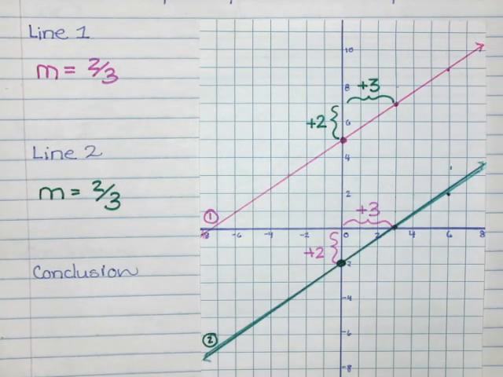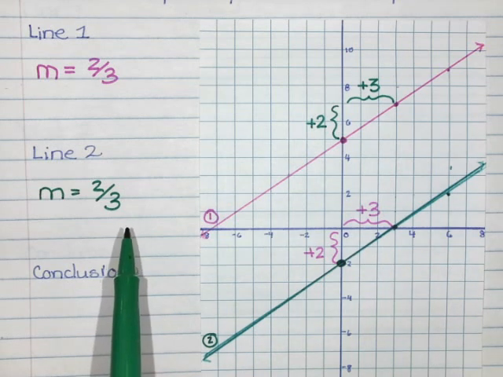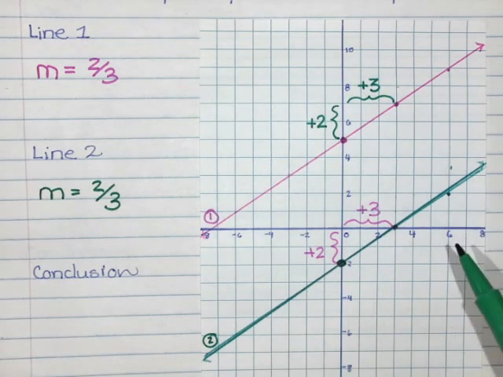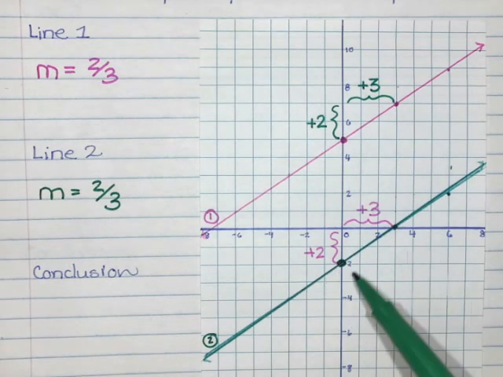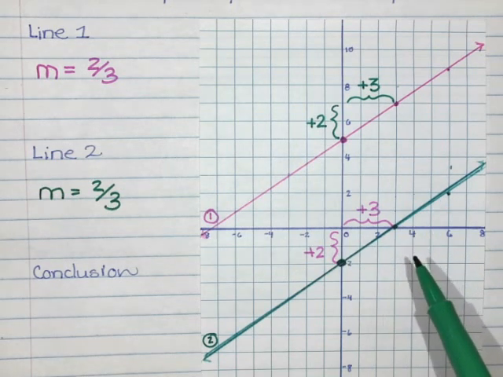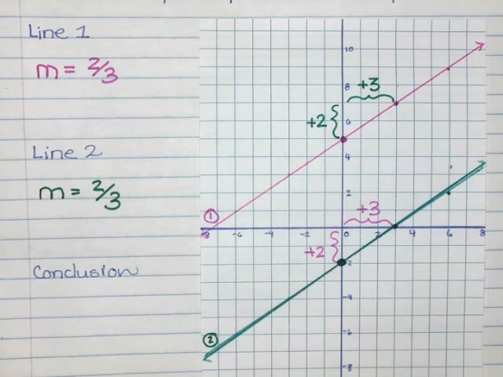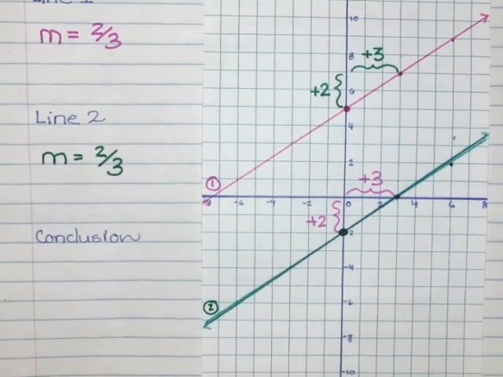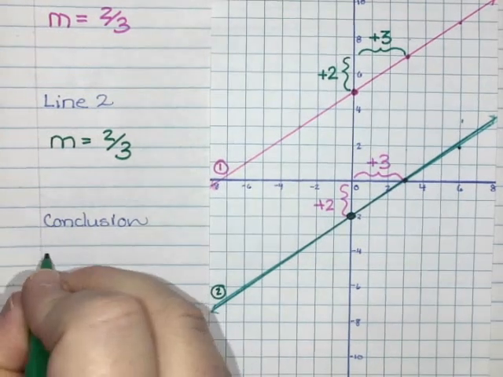So what do we notice about the slopes of those lines? They're the same. When you have two parallel lines, they are evenly spaced, which means they need to continue to be evenly spaced, so they need to be on the same trajectory or path, so they would actually have the same slope. So my conclusion here is that parallel lines have the same slope.